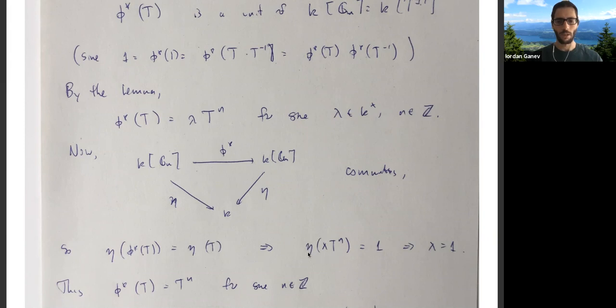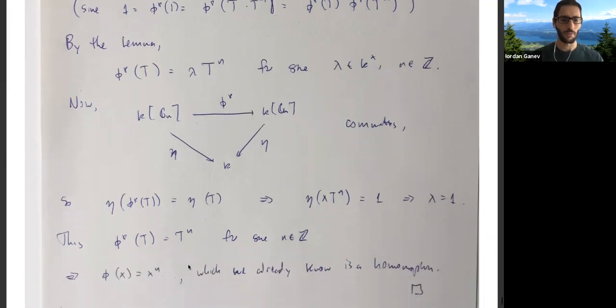But that implies that eta of lambda t to the n, so that's the image of t, is equal to 1, because that's what eta of t is. That implies that lambda is equal to 1. So that means that this algebra homomorphism is just given by raising t to the nth power and extending linearly.